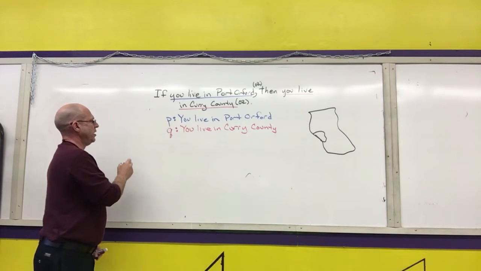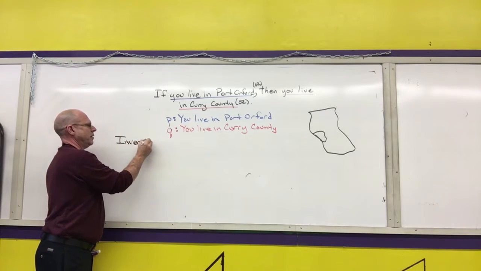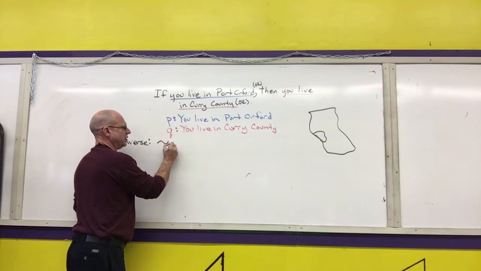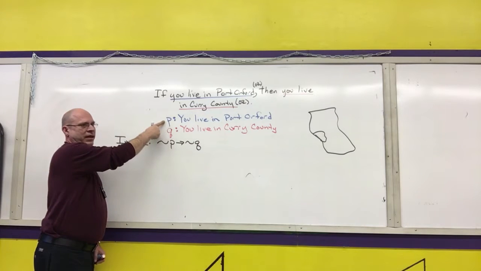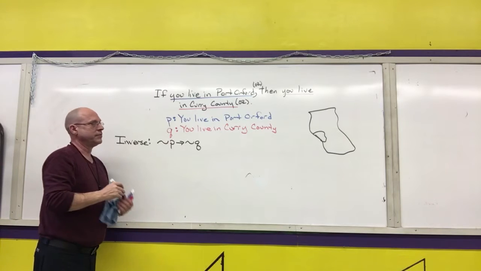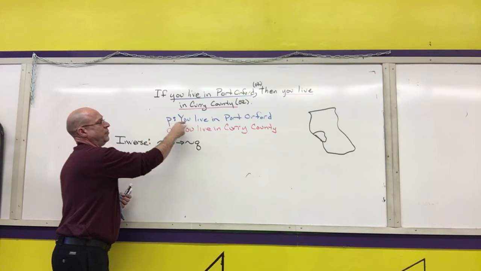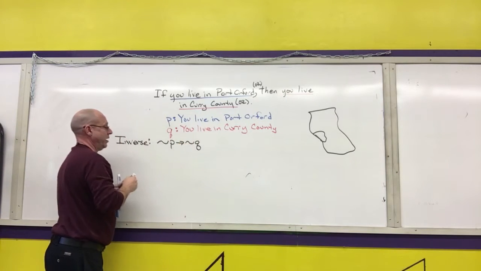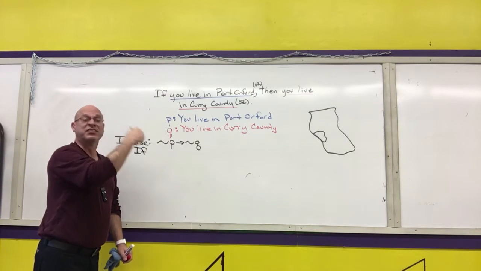So next thing I want to do is write the inverse of this statement. Because I use the mathematical shorthand, the inverse is not P implies not Q. The reason why I wrote the P down and the Q down is now I can directly write my two statements using this. So the inverse would be not P, so if you do not live in Port Orford, then you do not live in Curry County. So let's write that down. This is still a valid statement.